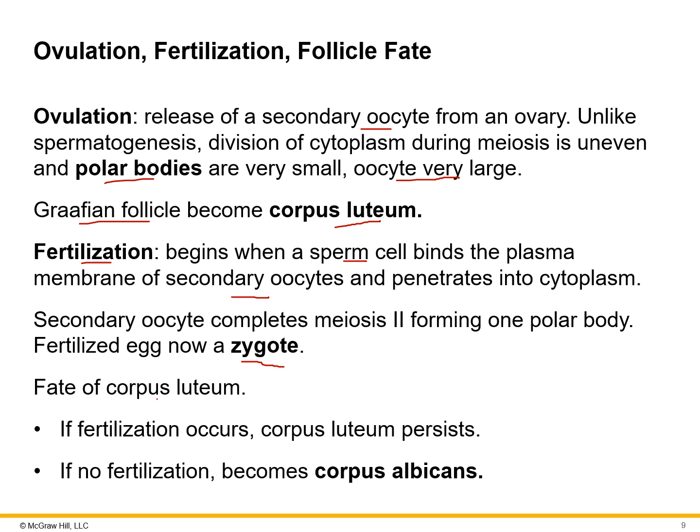Now that corpus luteum that came from the Graafian follicle, if we get fertilization, that's going to stay there and it helps nurture and allow for development. If not, it becomes what's called the corpus albicans, and that's what's going to ultimately trigger menstruation.